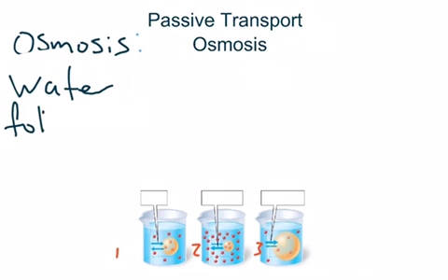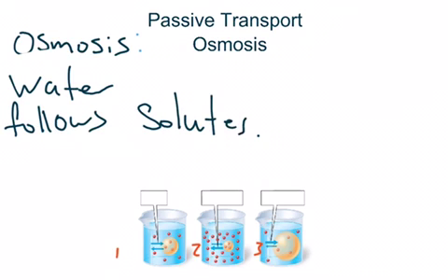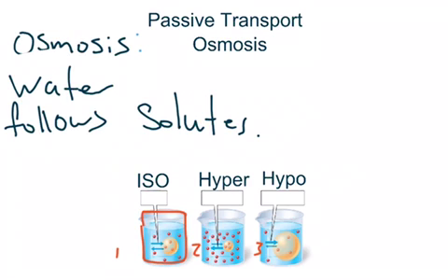Okay, so if I look in this first picture here, it is an isotonic solution. And if you remember, in an isotonic solution, the amount of solutes outside the cell and the amount of solutes inside the cell are equal. Okay, they're the same. So the amount of water that travels inside of the cell is the same as the amount of water that travels outside the cell.